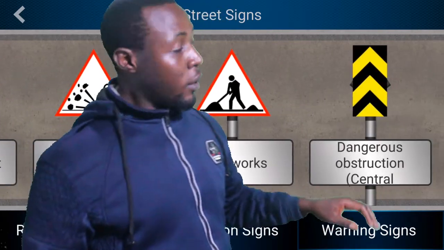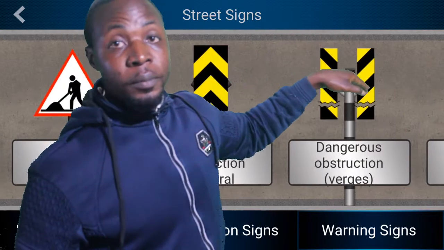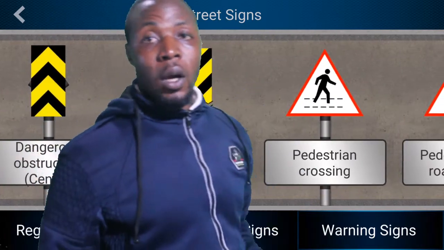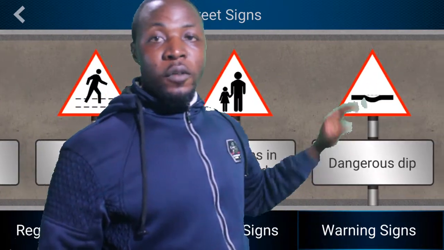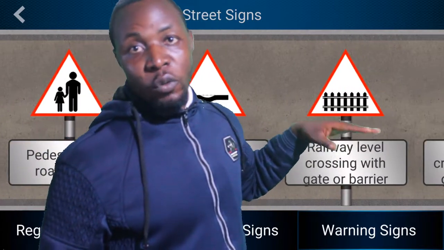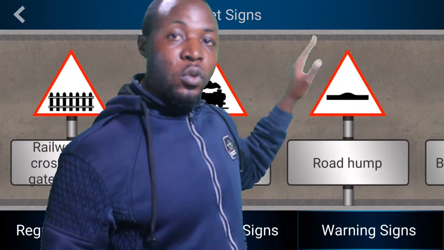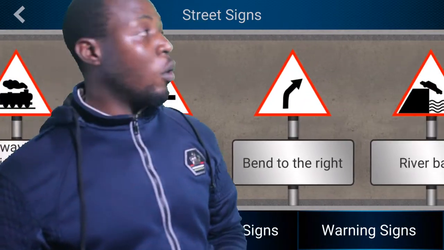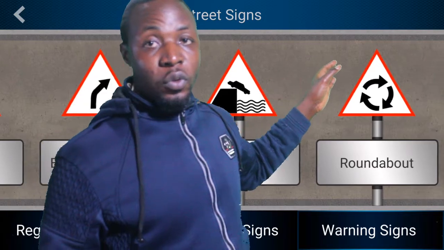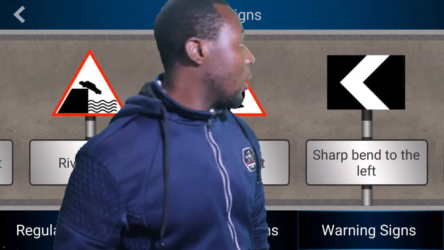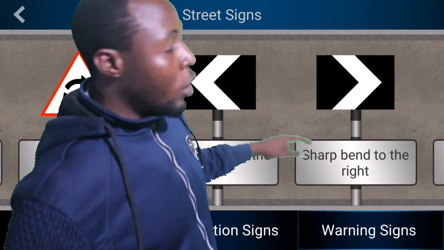So any sign you see in a triangle, you know that these signs are warning you, and you have to drive with caution. You don't have to stop, you just have to drive, and you have to take care, because those signs are there to warn you of things you will meet ahead of you. So those signs, we call them the warning signs.